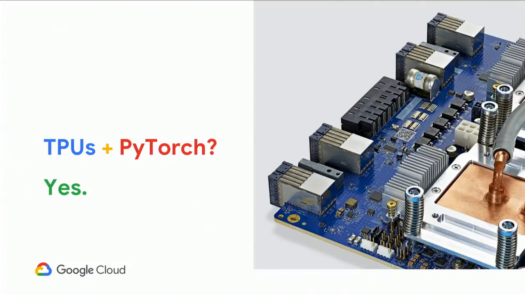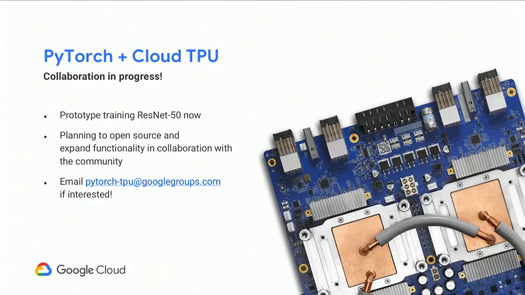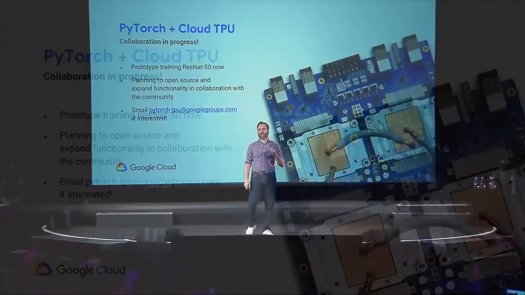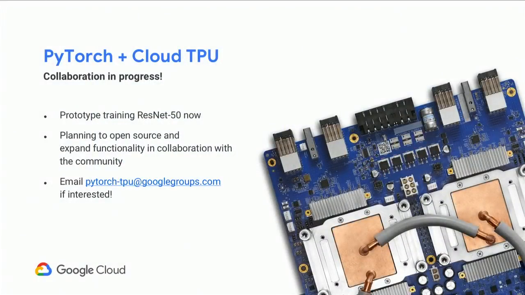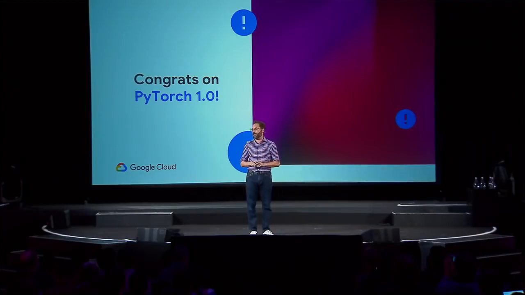TPUs, yes. We are proud to announce today that collaboration is already underway. We have a prototype of ResNet 50 running against TPUs with PyTorch. We're planning to open source this, and we continue to want to expand into the community and collaborate with everyone. Please email us here. We would love to work with you right now when it comes to new workloads coming online. And with that, I would like to say congratulations to PyTorch on 1.0. It is an enormous achievement. We couldn't be more impressed with it. And thank you very much.